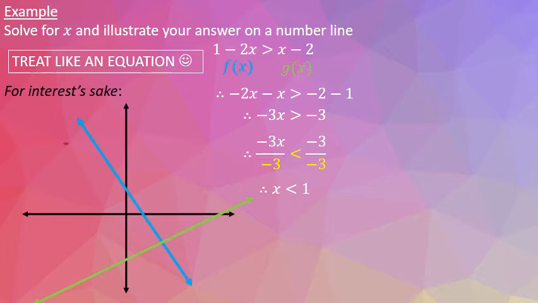Now that point of intersection right over there is 1 because we have solved for the point of intersection by treating this inequality like an equation. So we know that 1 is where they cross over each other. And before 1, 1 minus 2x, the blue graph, f of x, is greater than, it lies above the green graph. So that is what we are actually showing as an answer. We're saying every single x value smaller than 1 will have f lie above g.